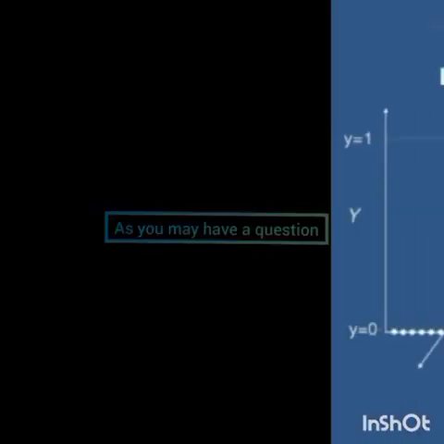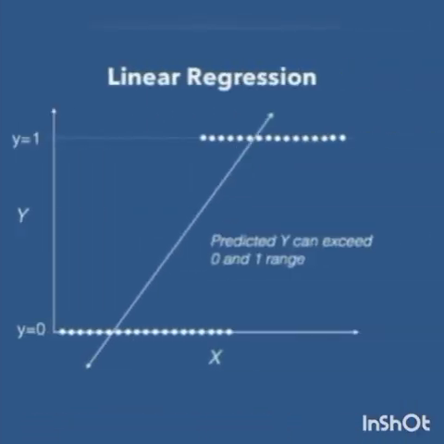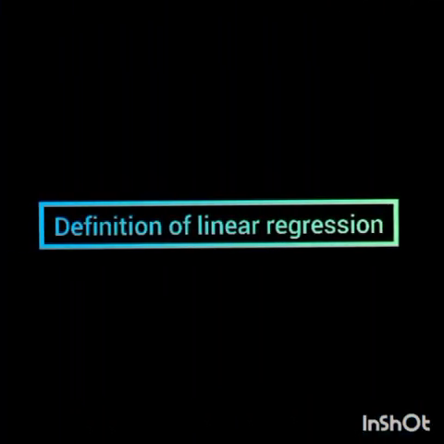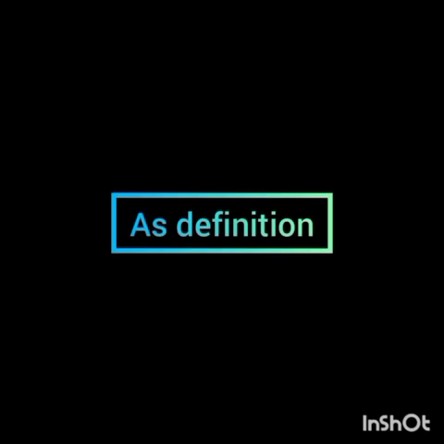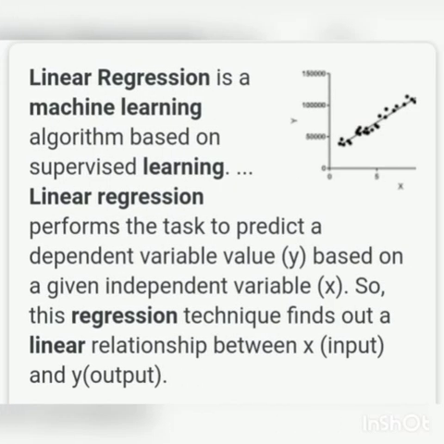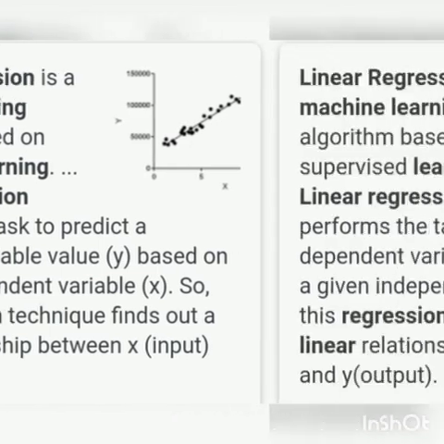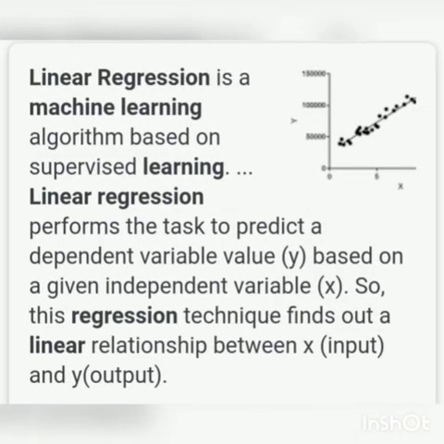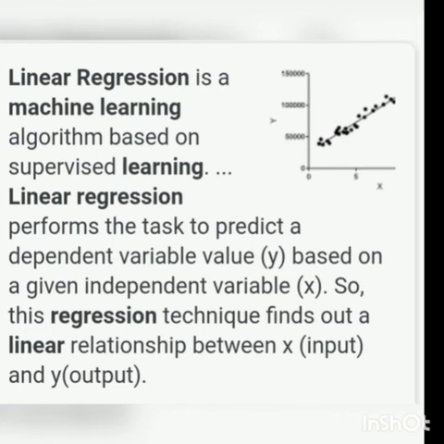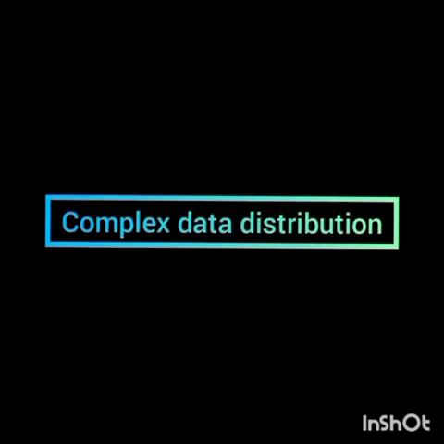You may have a question: we have linear regression, then what is the use case of polynomial regression? The answer comes from the definition of linear regression. Linear regression is a supervised learning algorithm. It predicts the variable y based on the given independent variable x, so this regression technique finds a linear relationship between x and y. This fails in the case of more complex data distributions.